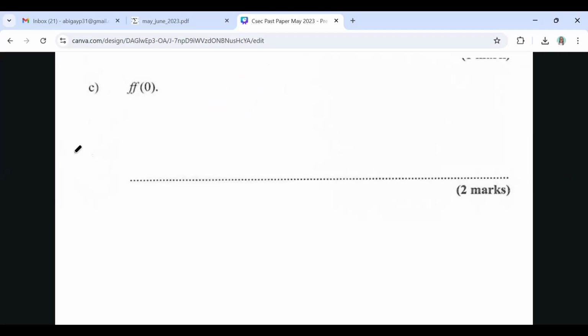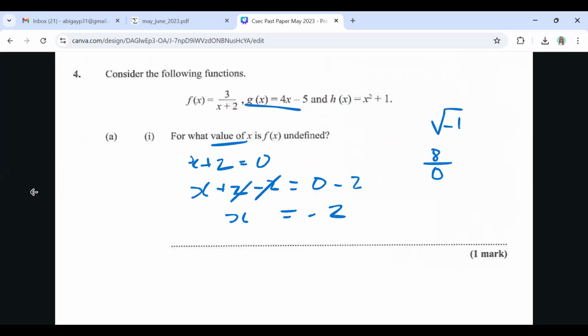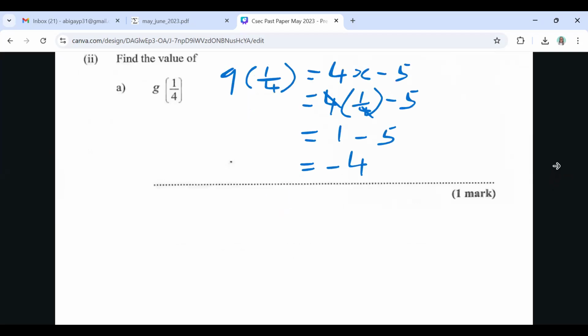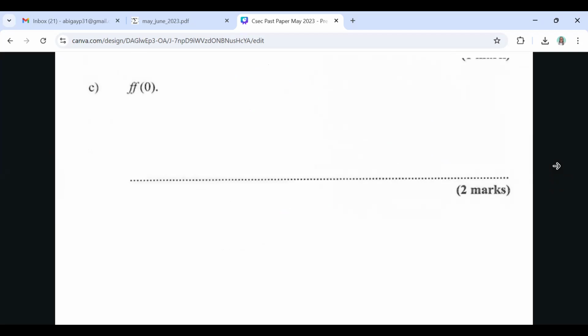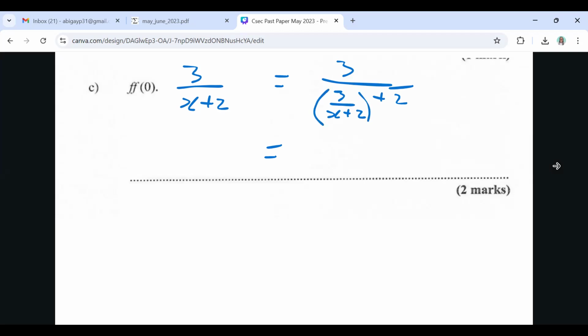And f of f of x. So what that means is f is going to be inside of f. So wherever x is, I'm going to put another f. And that was 3 over x plus 2. So that would be 3 over 3 over x plus 2, plus 2. Let me put this in brackets so we know that that was what x is.